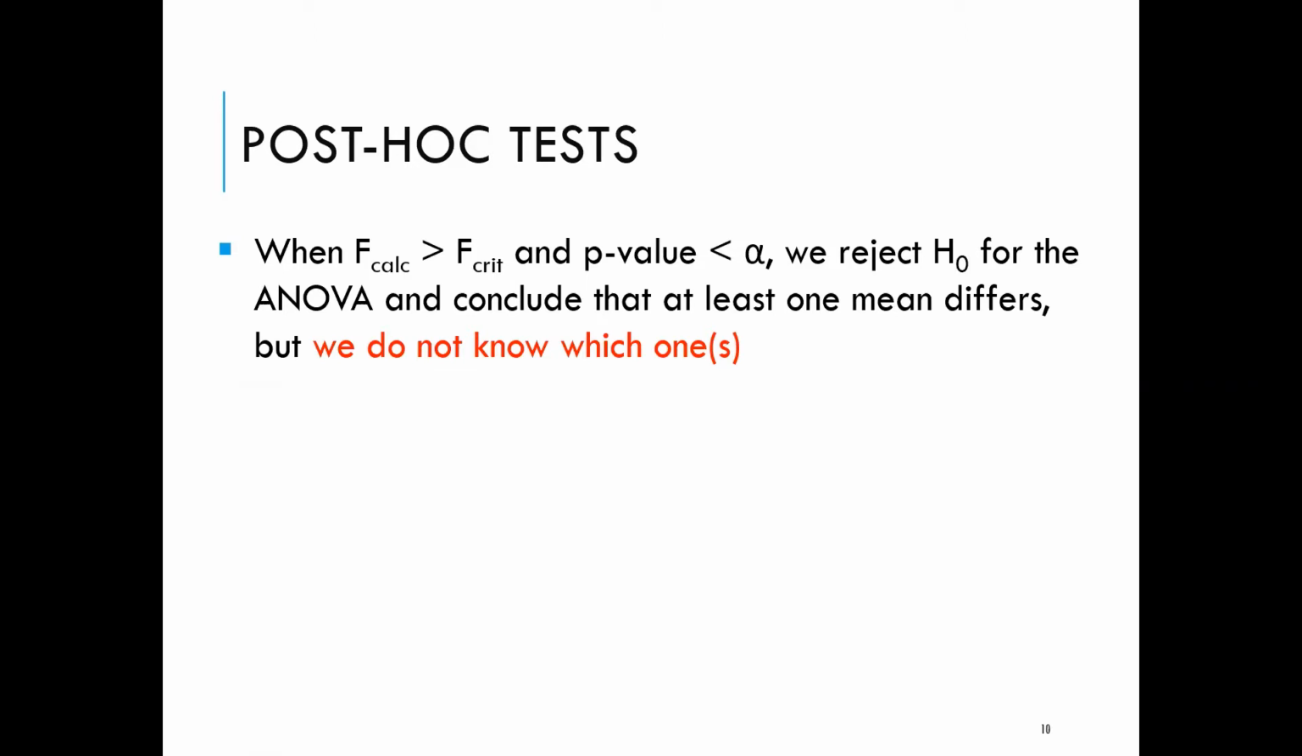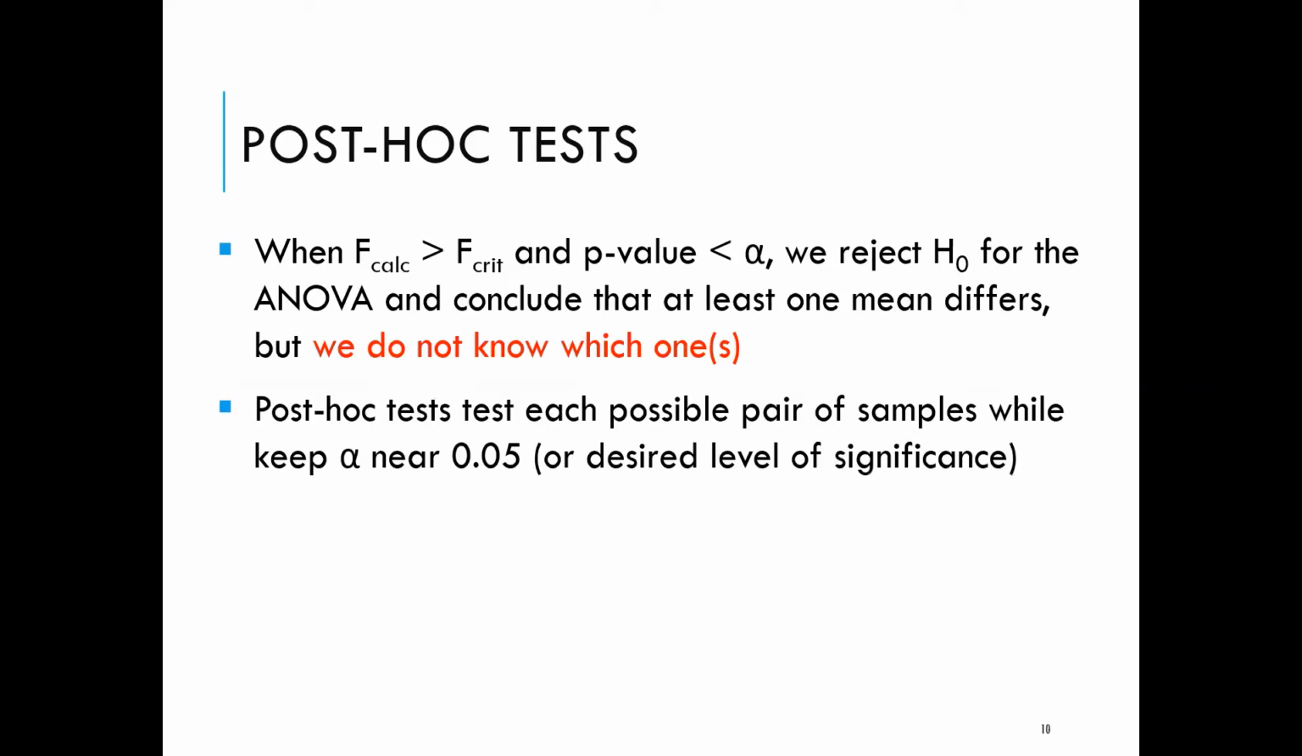When the F-calc value is greater than F-crit and the p-value is less than alpha, we reject the null hypothesis for the ANOVA and conclude that at least one mean among these different groups differs, but we don't know which one yet. For this, we need to perform post-hoc tests. The post-hoc test tests each possible pairing of the samples while keeping alpha near 0.05, or whatever the desired level of significance is. This is again done to reduce the chance of committing a type 1 error.